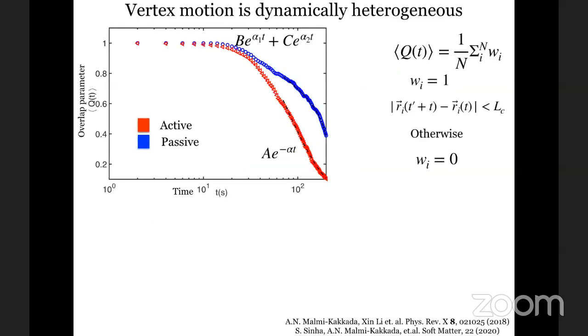We quantified this behavior further by using the self-overlap parameter. It tells you the likelihood that the vertex will move over a specified distance LC as a function of time, with a value of 1 indicating that the vertices have not moved, and a value of 0 indicating that they have moved from their positions. What we see is that the overlap parameter shows very distinct relaxation between active and passive vertices, with a double exponential behavior for the passive vertex and a single exponential behavior in the tail for the active vertex.